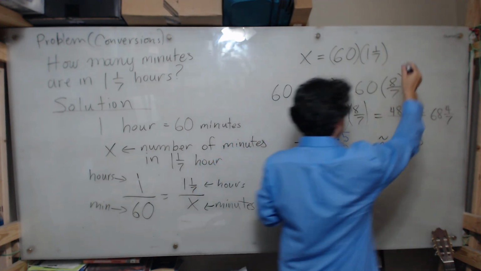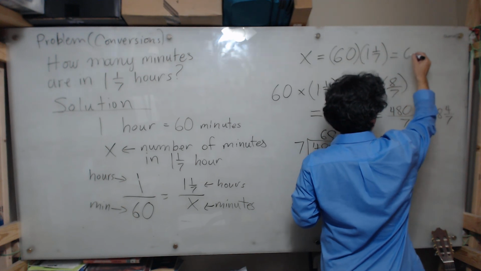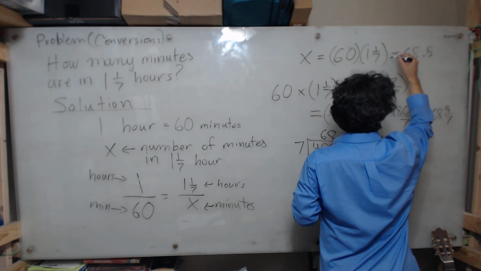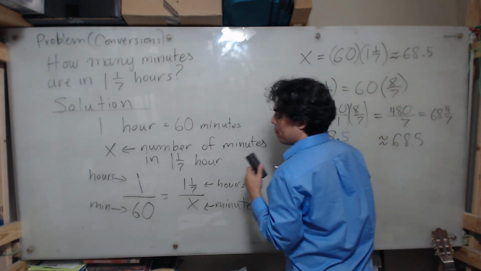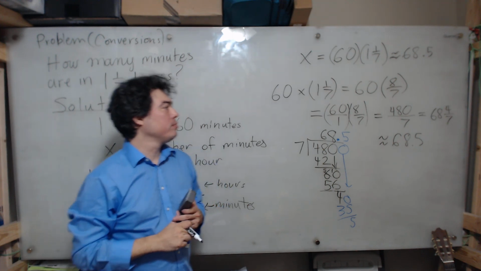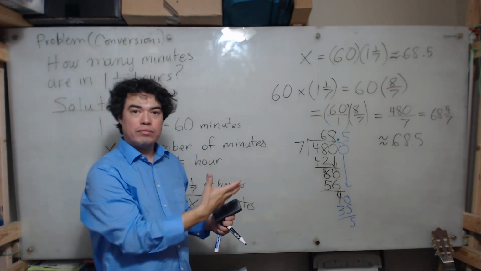So that means that the answer to this original problem is approximately 68.5 minutes are in 1 and 1/7 of an hour. And there you go. Ta-da!